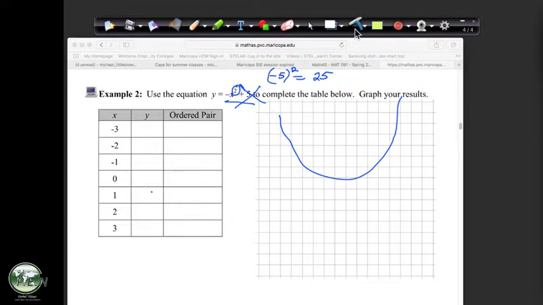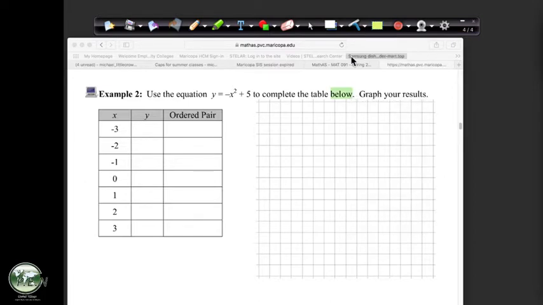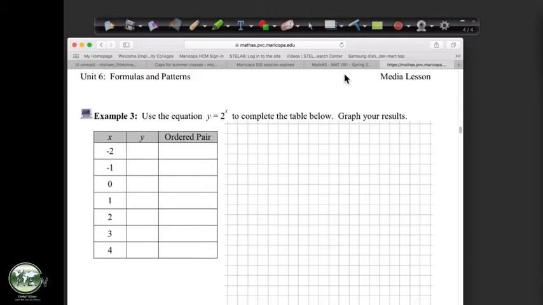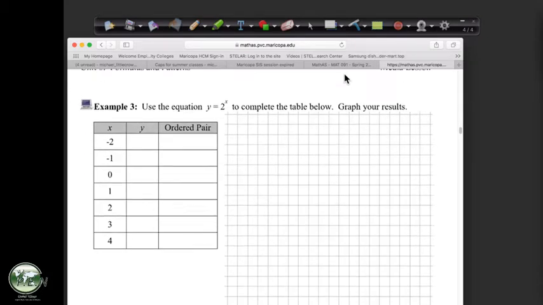Let's clear this out. And then I think the one after this. So what do you think about this one?